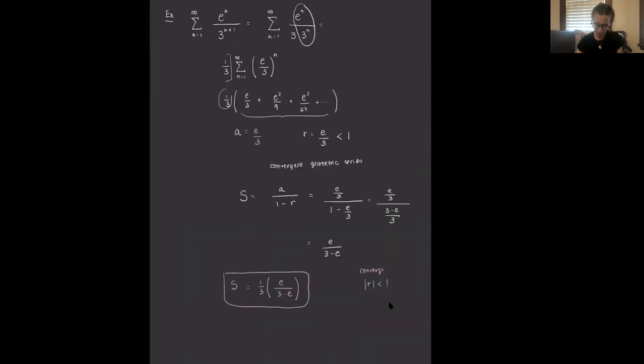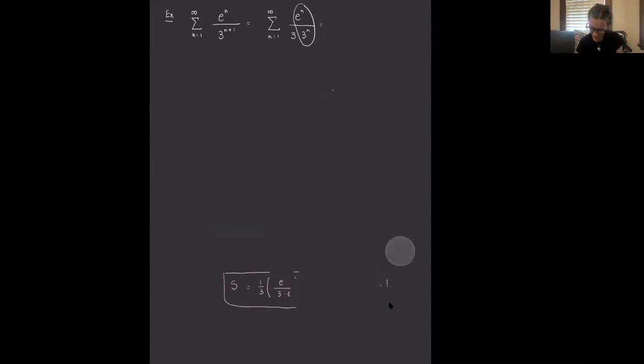And the final example here, and again, I'm going to erase this so that I can redo it with you. Let's look at this example, the sum of e to the n over 3 to the n plus 1. I'm going to rewrite that denominator. It's hard for me to see that this is geometric unless I have both numerator and denominator raised to the same power. So in the denominator, I'm going to write this as 3 to the n times 3.